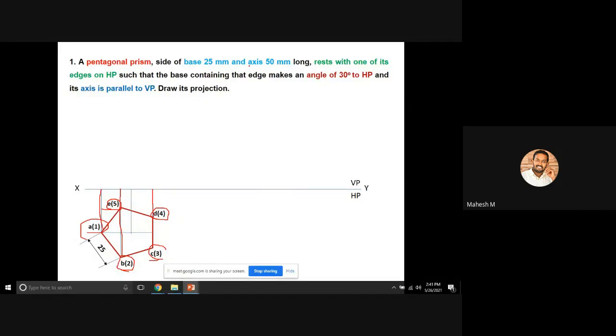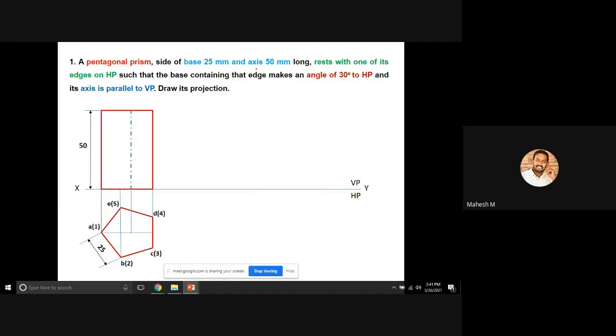And the height of this prism is 50 mm. So that is what is mentioned here: axis length is 50 mm. So you have to create a prism with a height of 50 mm. Initially you have to create an axis with 50 mm, then you can create a rectangular box.